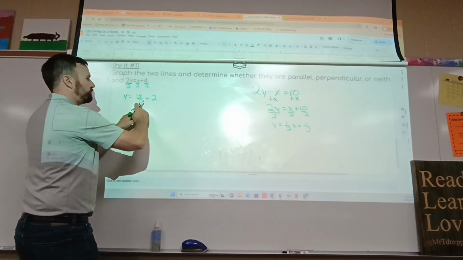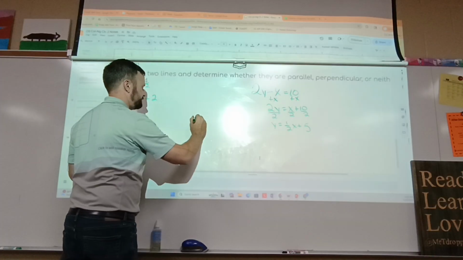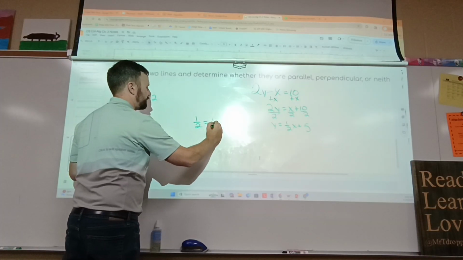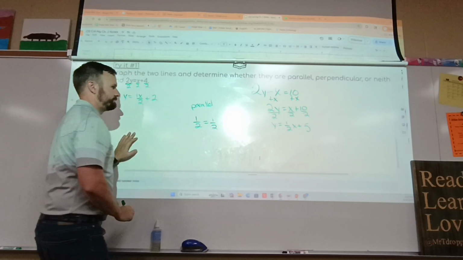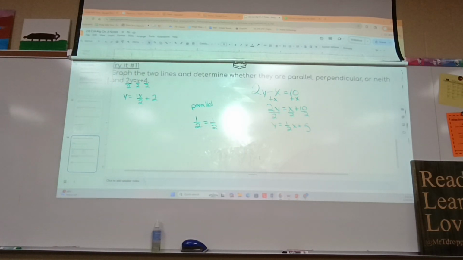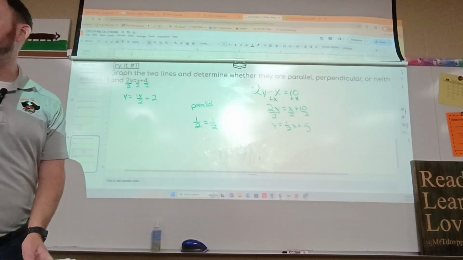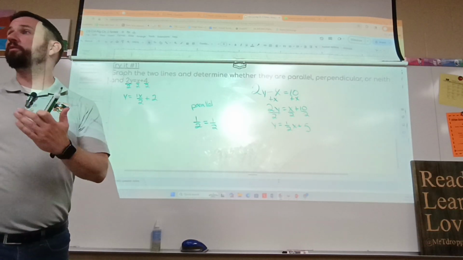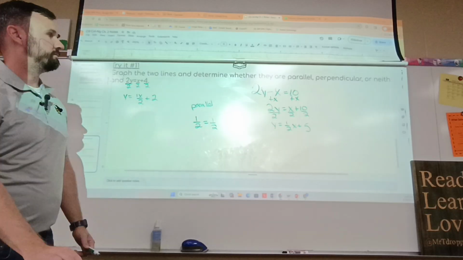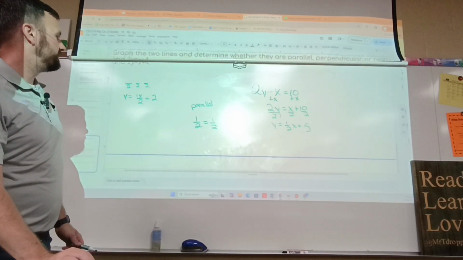What's true about these two slopes? 1/2 equals 1/2, so they are parallel. Like if they're the same line, yeah, neither. Same line. Very rare occurrence. But yeah, you'd say they're the same line. Because technically, parallel means they never cross. They would cross at infinite points. They cross everywhere they could.